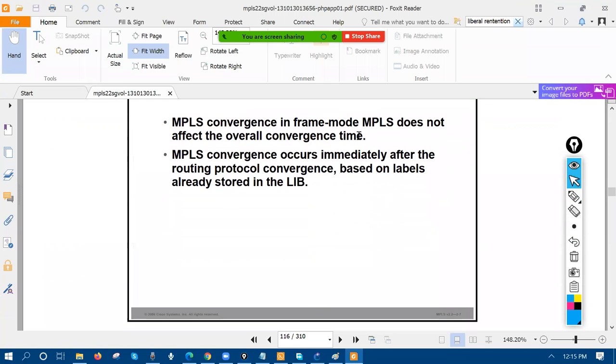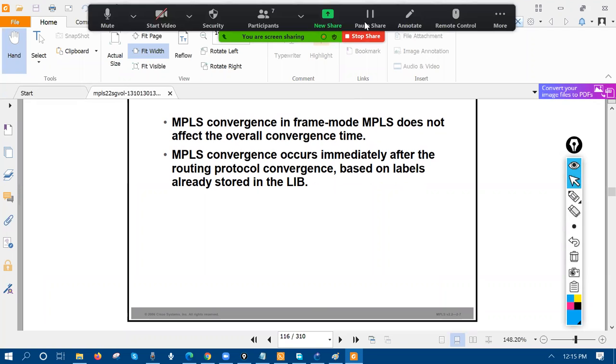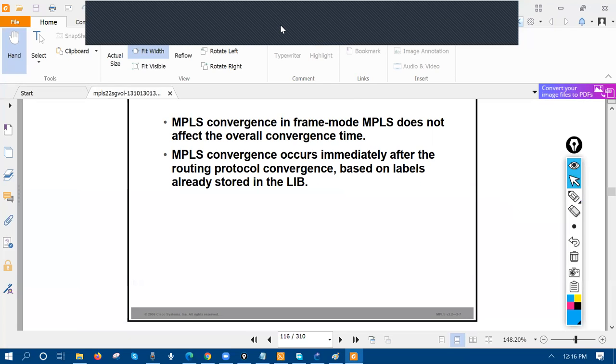So we have done with all this part of the MPLS unicast, guys. If you have any question from the MPLS unicast, you can ask me. MPLS stack, I'm not done. MPLS QoS, I'm not done. Except this one, you can ask me any questions. MPLS VPN, we will study tomorrow.